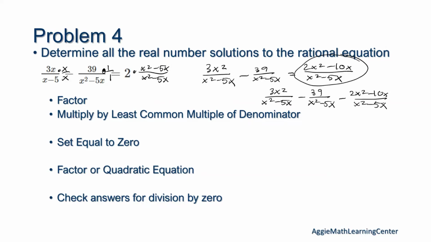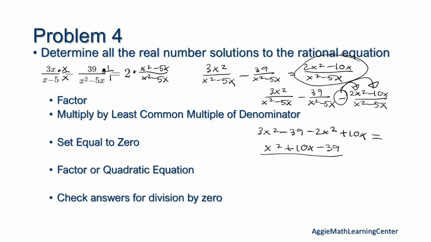So now let's put them all over the same denominator. So we have 3x squared minus 39. This negative applies to each of the terms in the numerator. So this is going to be minus 2x squared minus negative 10x, so that's going to be plus 10x. And then that's going to be equal to x squared plus 10x minus 39, all over the denominator.